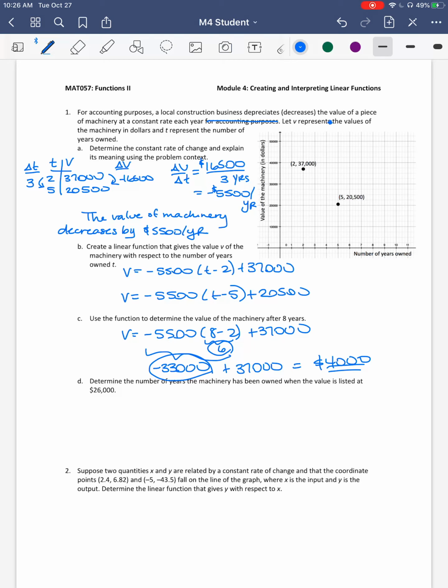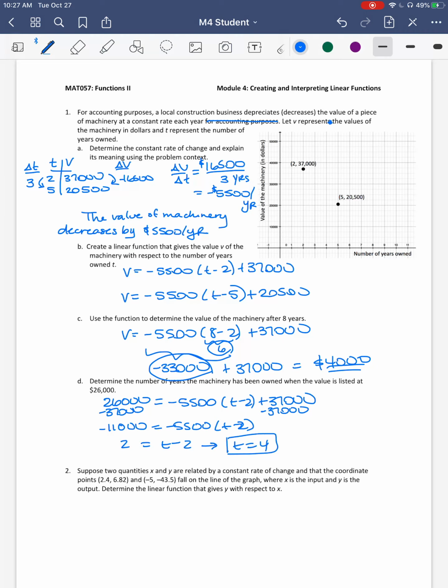For part D, it says now determine the number of years the machinery has been owned when the value is listed at 26,000. So 26,000 is my value, which is my output. I'm going to use my first formula again, and now I just need to solve for T. I would subtract 37,000 from both sides. When I do that, I get negative 11,000 equals all that. Divide both sides by negative 5,500, and I'm going to get 2. Then when I add 2 to both sides, I get 4. So after 4 years, the value is $26,000.